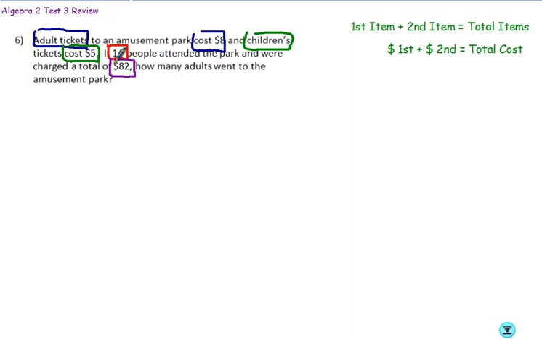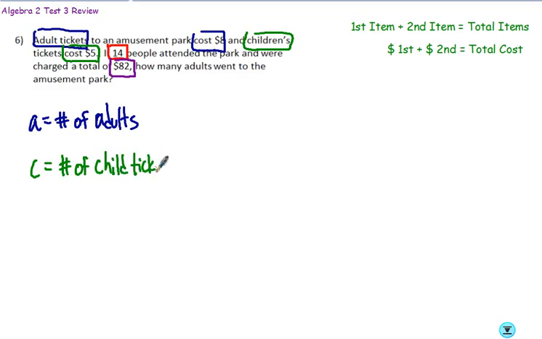So we could say that A is equal to the number of adult tickets, and C, we use C for children, is the number of kid tickets. And we'll say adult ticket. Make that singular. There we go. So A is equal to the number of adult tickets. C is equal to the number of child tickets. Those are my two items. So when I say first item plus second item, I'm saying adult ticket plus kid ticket.